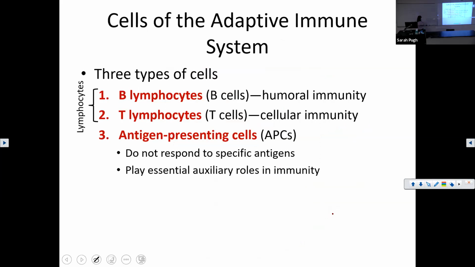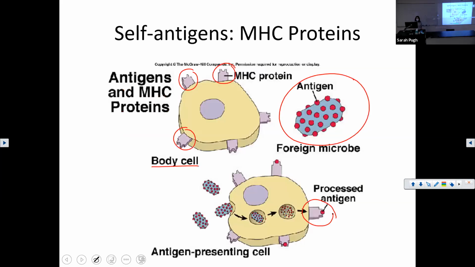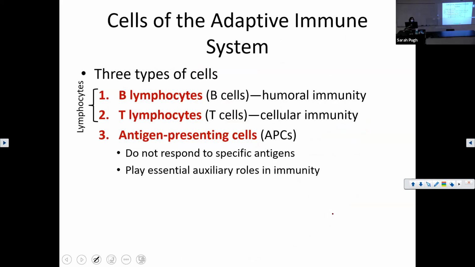And so when we talk about our adaptive immune system, there's really three kinds of cells. There's T cells, B cells, and then antigen-presenting cells. So let me go back. This is an antigen-presenting cell. Again, this is the only way a T cell knows that a cell in your body has been infected by a virus or a bacteria. So we say that antigen-presenting cells don't respond to very particular foreign antigens, but they do play a really essential role in activating your T cells. So that's why I drew that line up there.